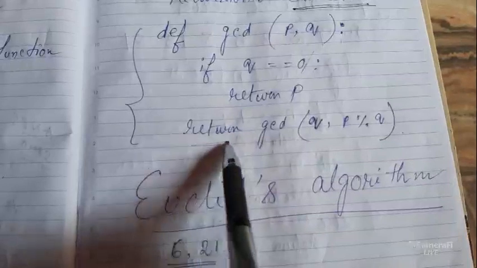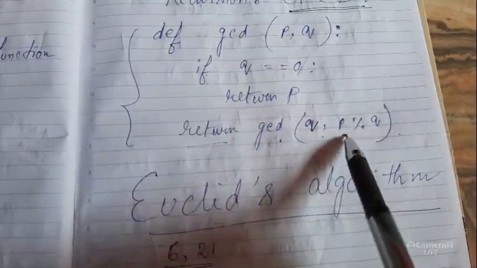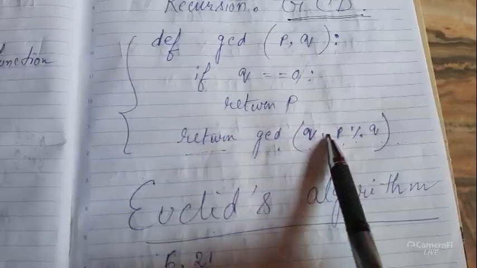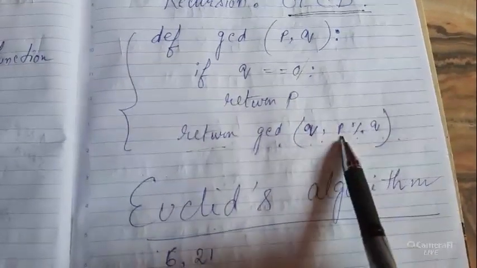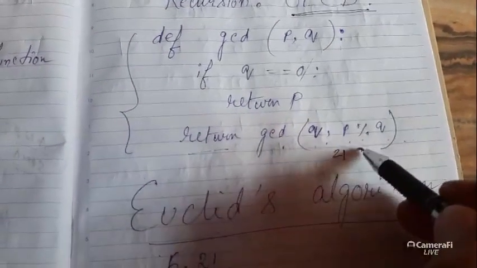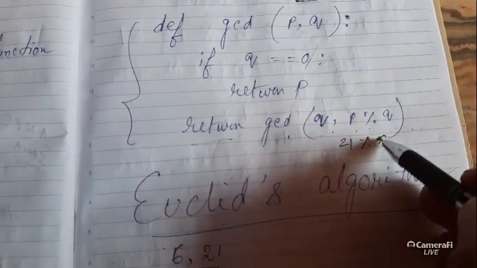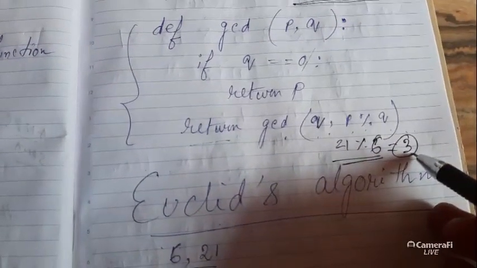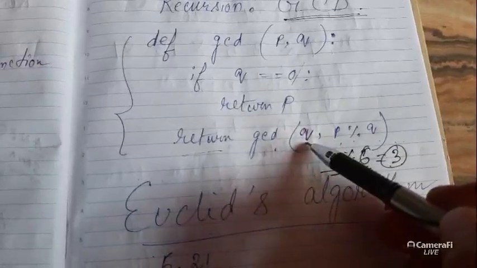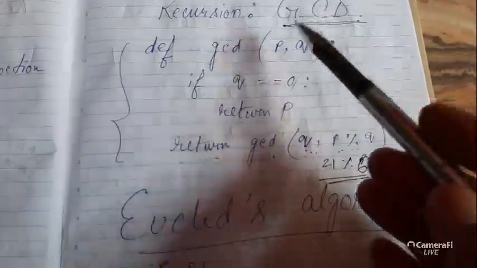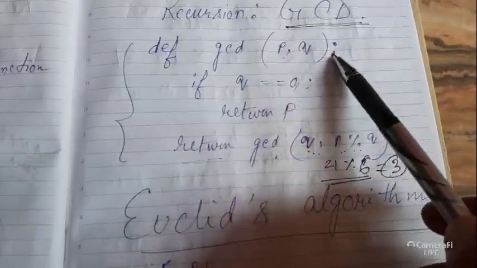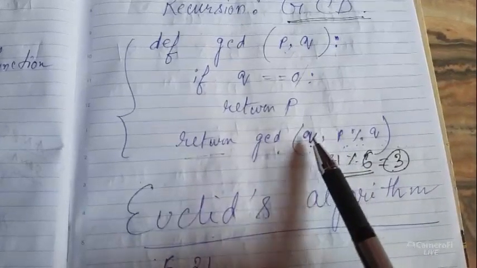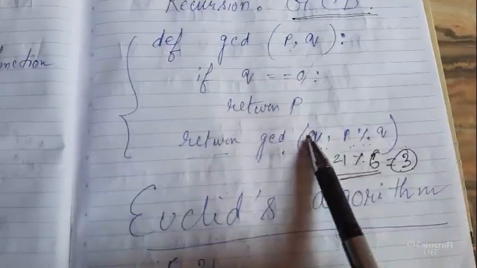So what is the return statement? Return GCD(q, p percent q). Now what does it mean? q is our number and p percent q. Suppose p is here 21, 21 percent 6. So what will be the remainder? The remainder will be 3. So that 3 I am using as the divisor now. That's why I am passing q comma p percent q. Here you can see I have received the numbers as p and q, but when I am passing the numbers again, I am passing them in this way, q comma p percent q. So this is the way.